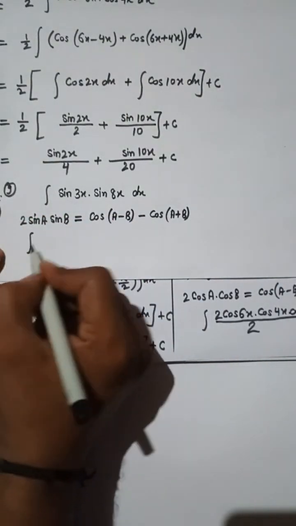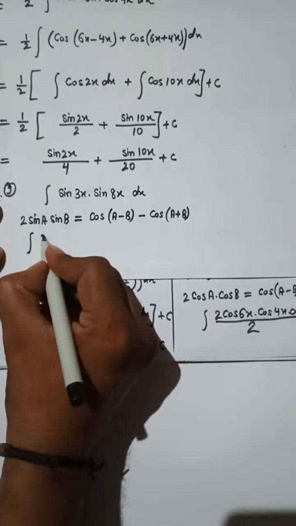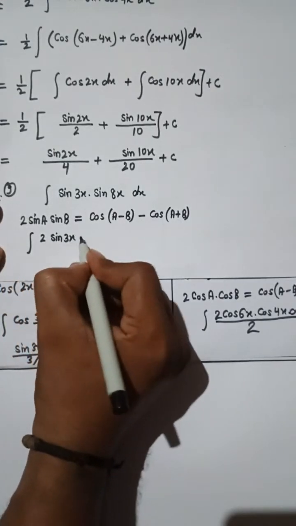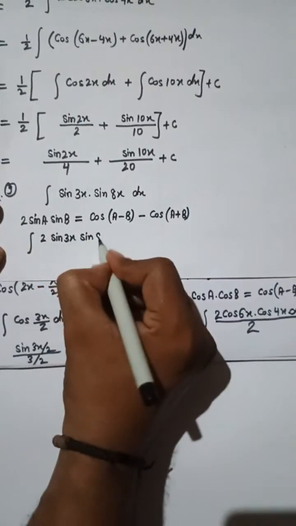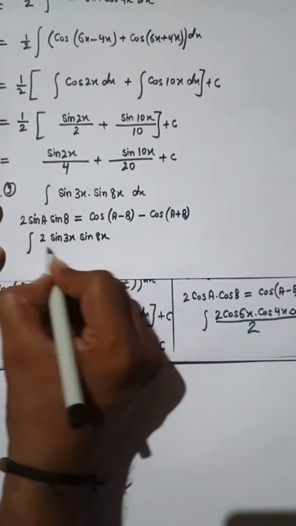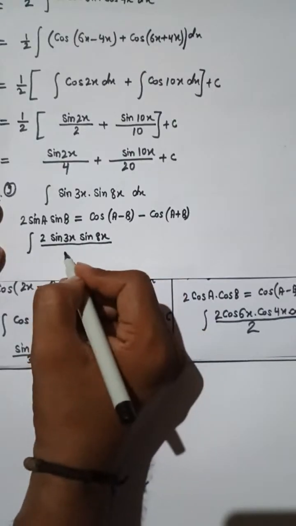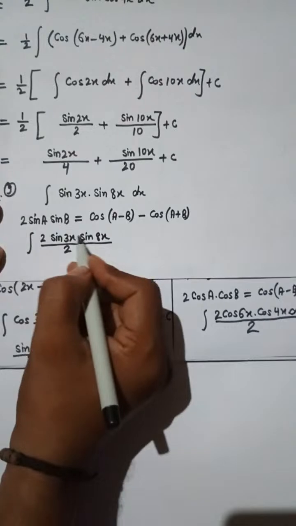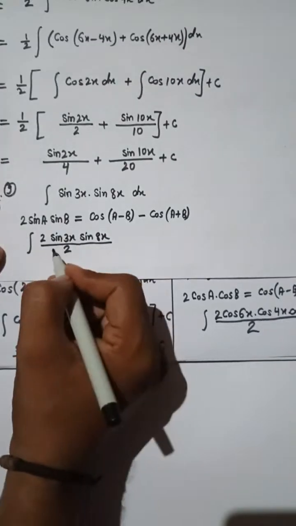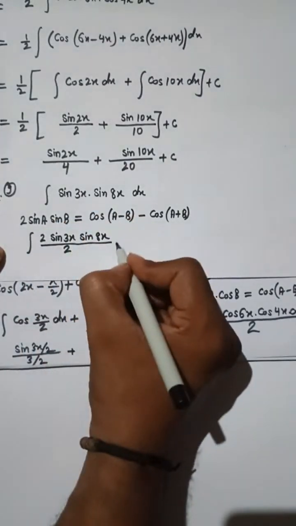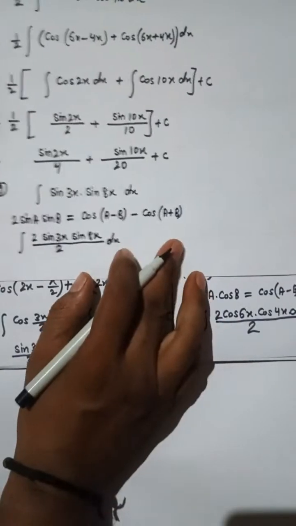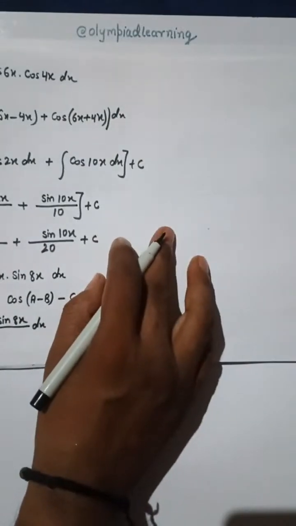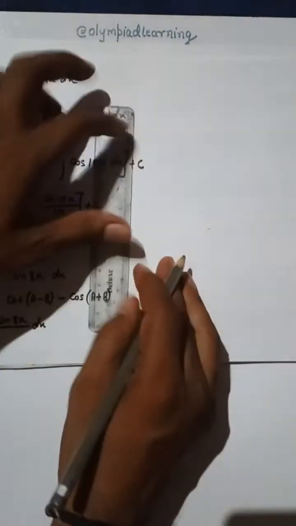So let's move on. You cannot see 2 here, but I am putting a 2, and then we have sine 3x and sine 8x. I need to put 8x before 3x, but no issues here. I am just dividing it because 2 is going to be multiplied and 2 is going to be divided, so that there is no alteration in the problem. Let's put dx. Now we should go to another one here.